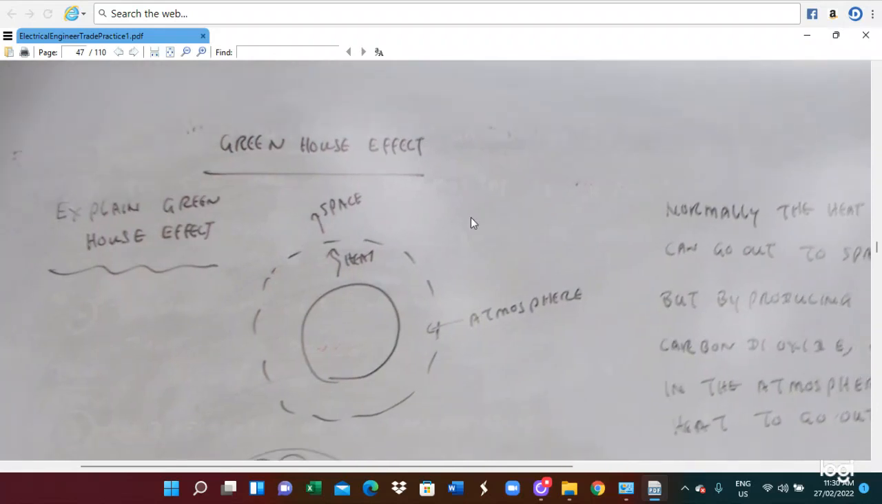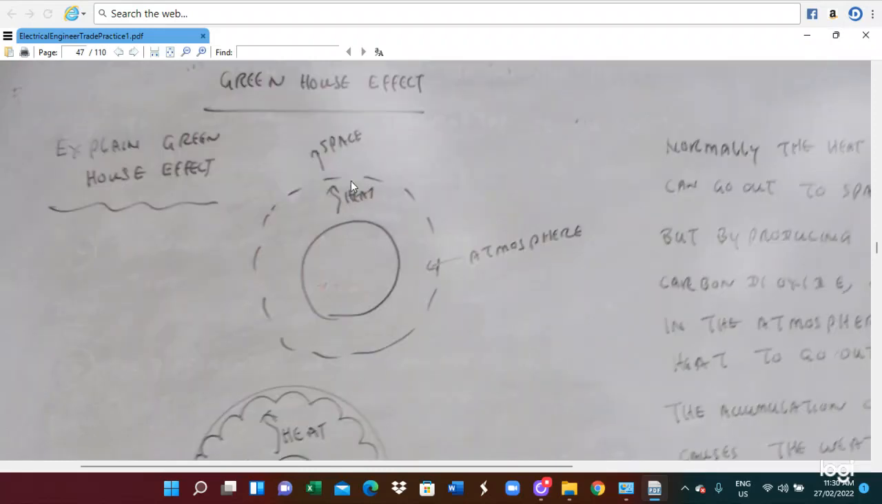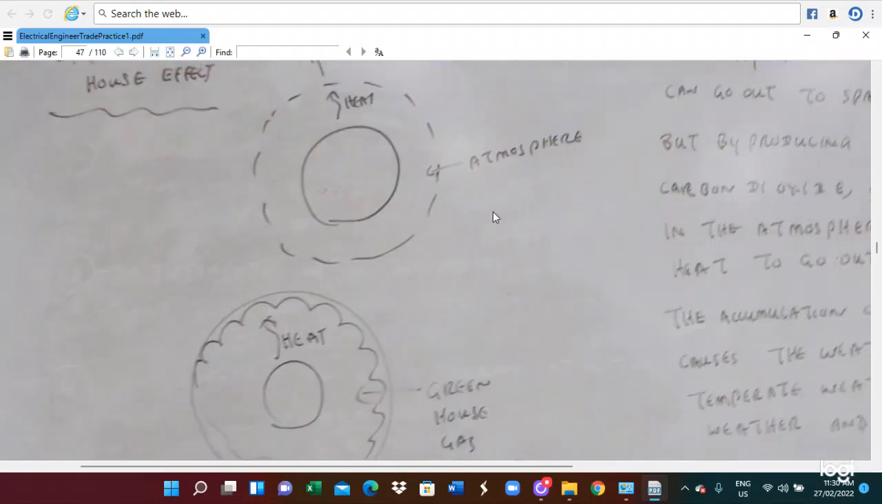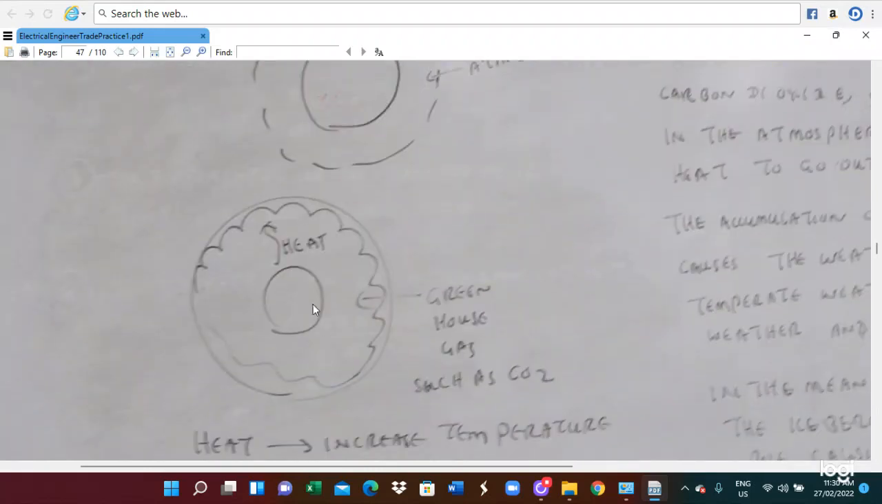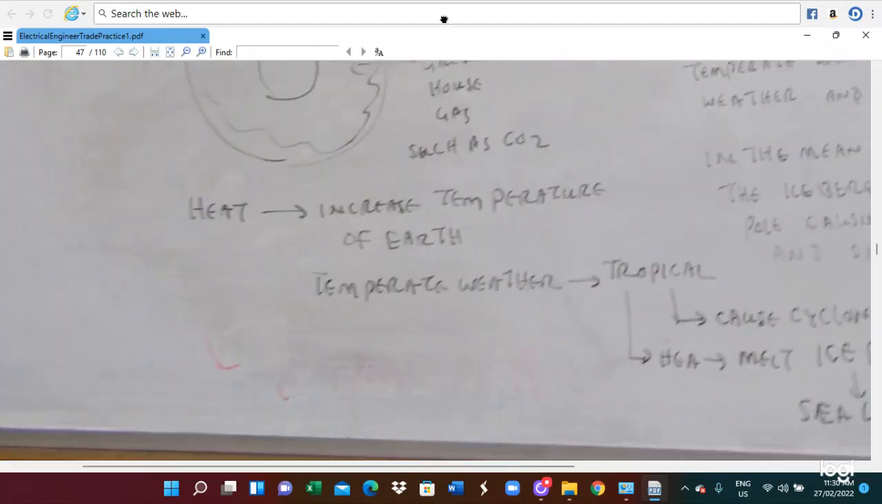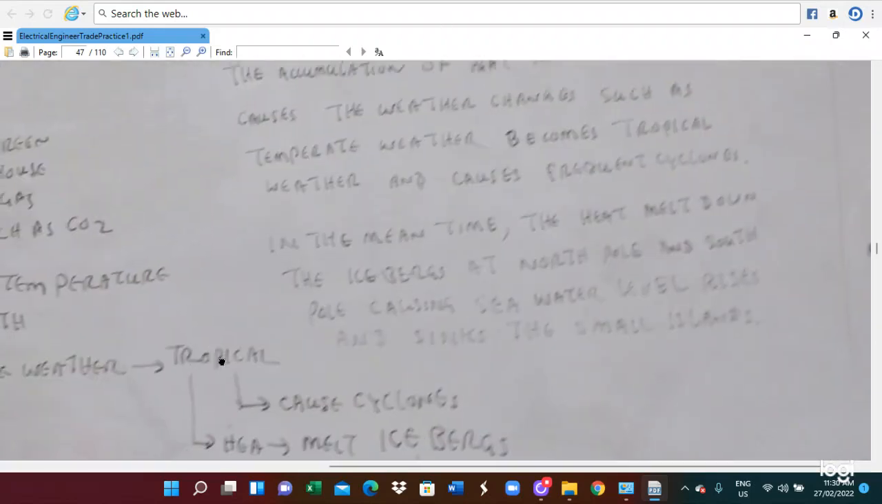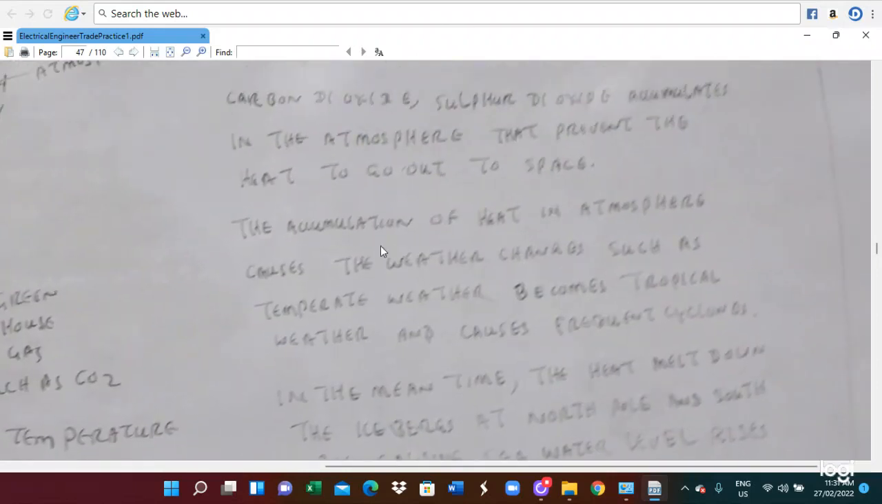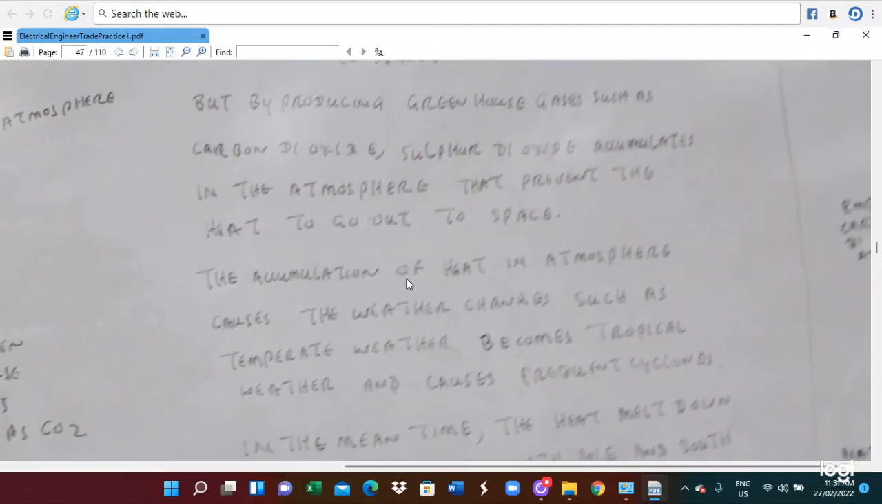Then regarding the sustainability issue, we are talking about the greenhouse effect. The greenhouse effect means the heat produced by the burning of carbon accumulates in the space. Those carbon emissions cannot go out. They accumulate the heat, and weather change can happen. So carbon dioxide is a greenhouse gas.